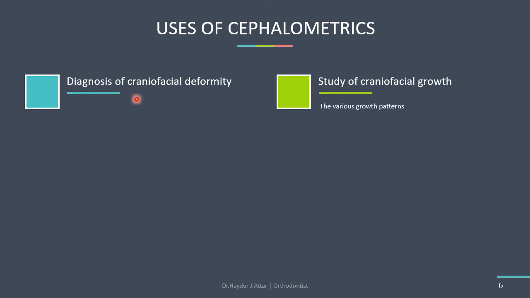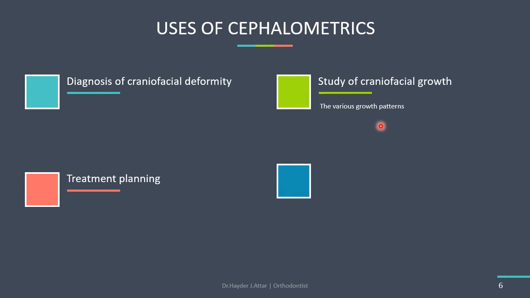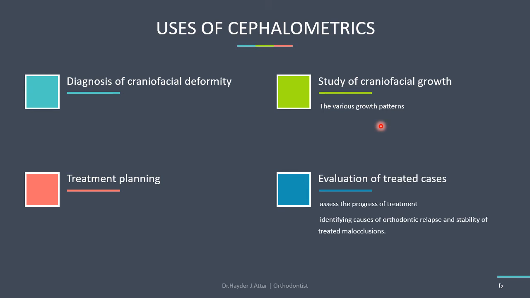Cephalometry is used for the diagnosis of craniofacial deformity and the diagnosis of orthodontic cases, in addition to the study of craniofacial growth, to diagnose whether there are various growth patterns between patients. Another use of the cephalometric radiograph is in treatment planning and in the evaluation of treatment cases after treating the patient with an orthodontic or orthopedic treatment, the assessment of the progress of the treatment, in addition to identifying any causes of an orthodontic relapse after the removal of the orthodontic appliance, and evaluating the stability of the treatment of the malocclusion.